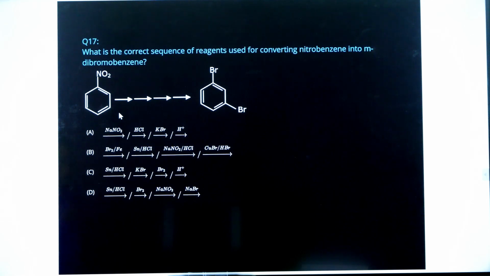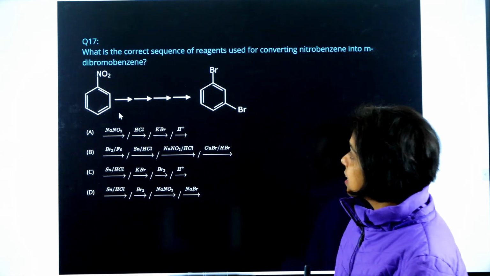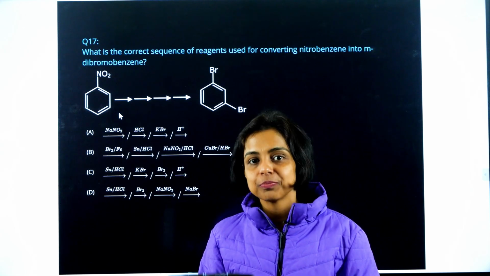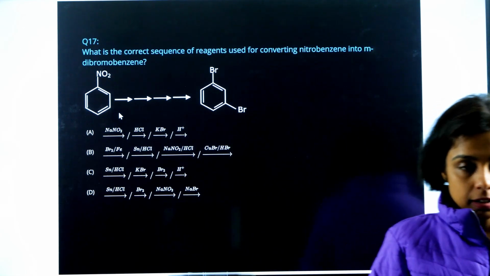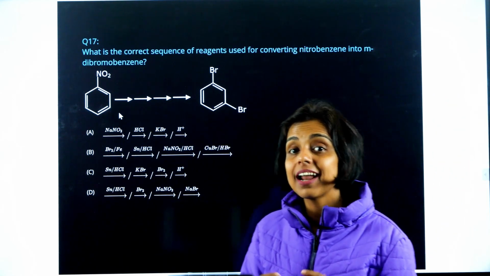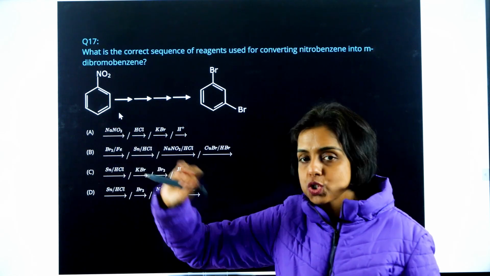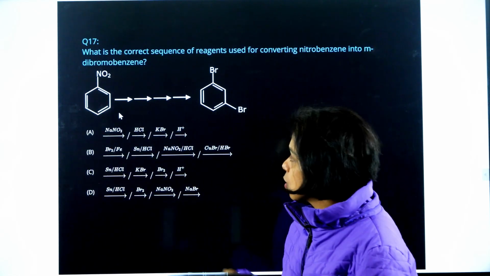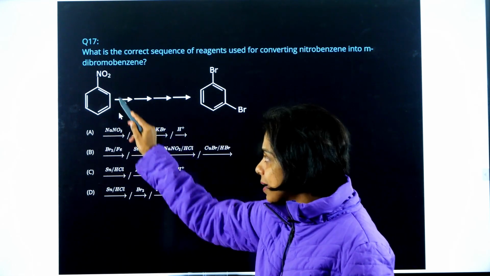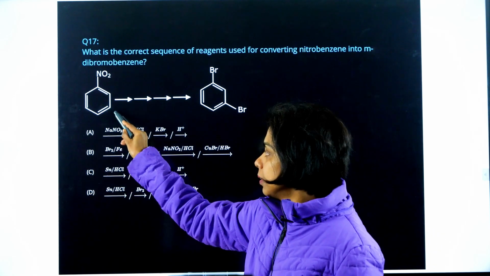Now the next question. What is the correct sequence of reagents used for converting nitrobenzene to meta-dibromobenzene? So we need meta-dibromobenzene. Nitro is a meta-directing group, so let's do the bromination of this benzene ring so that we get a bromine at the meta position, and then we'll convert nitro to bromine. Add Br2 and Fe. Because NO2 is a meta-directing group, we get the bromine at the meta position.